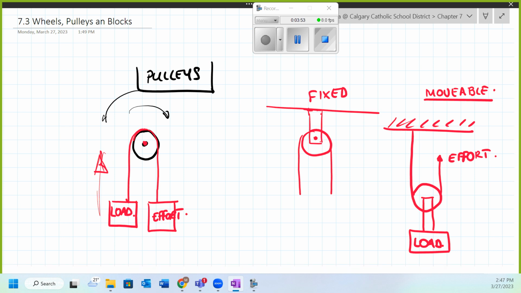Okay, so examples of pulleys are plenty. You probably go to the gym and lift those weights. You will see that it is all about pulleys. Or if you have a flagpole at home, then it's a pulley. Clotheslines are pulleys as well.